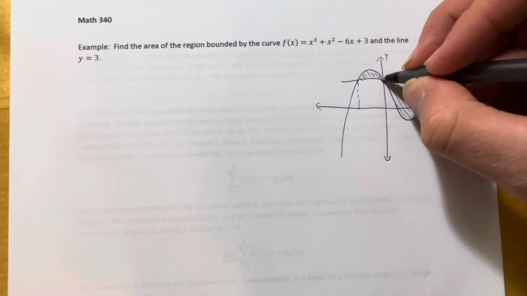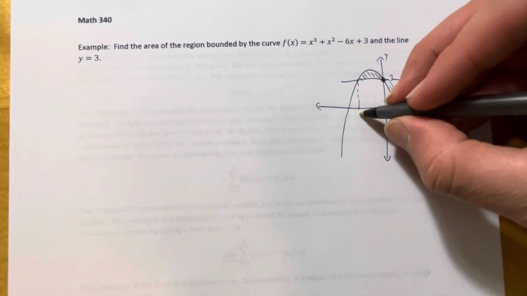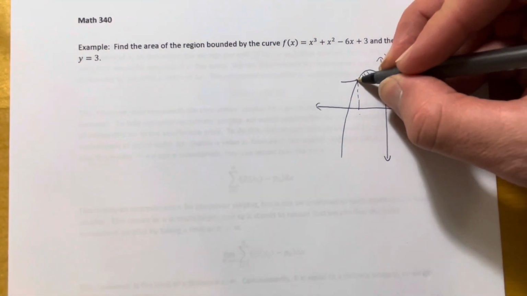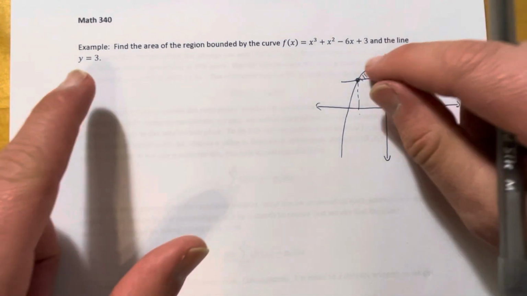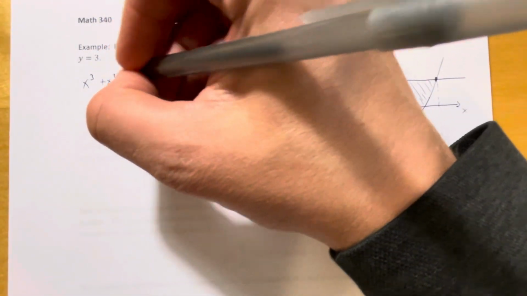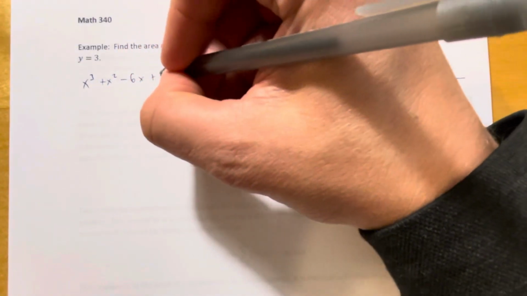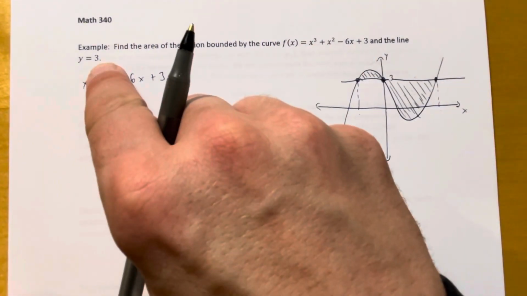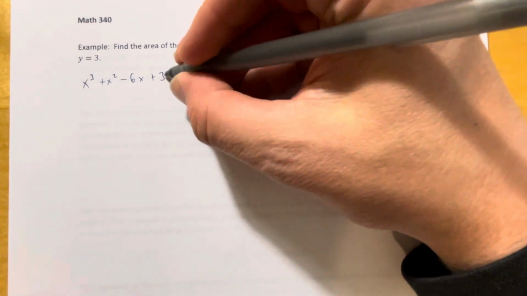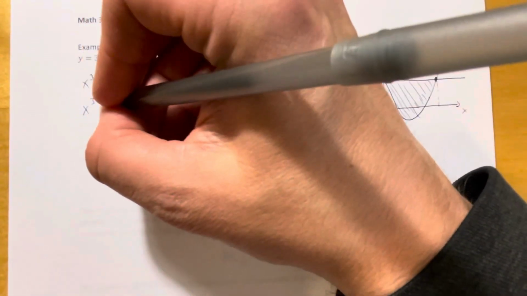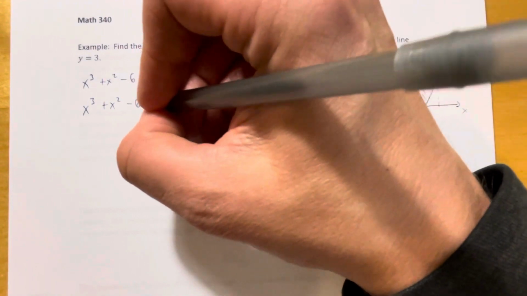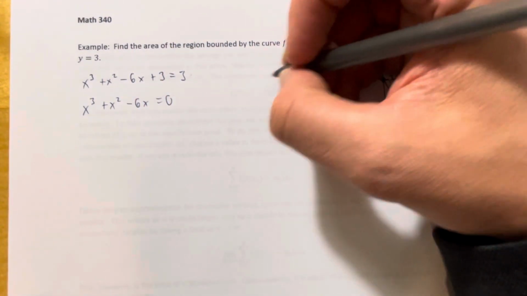I can see that one of the limits is going to be at 0, but I need these other two x values. So again, how do we find that? Well, I can find these points of intersection by, just like we did before, setting the two functions equal to each other. So x cubed plus x squared minus 6x plus 3 equals, over here, 3. I can subtract 3 from both sides, so I get x cubed plus x squared minus 6x equals 0.